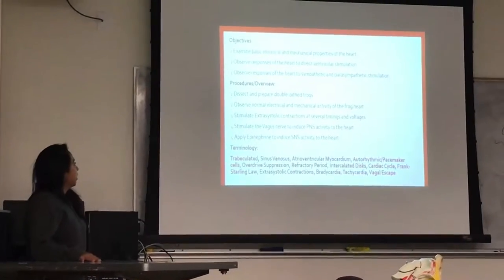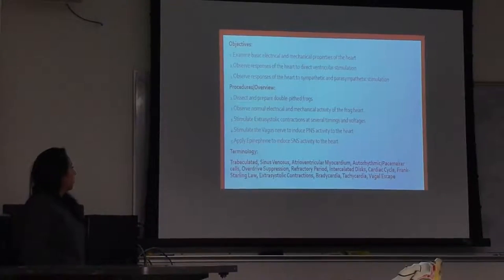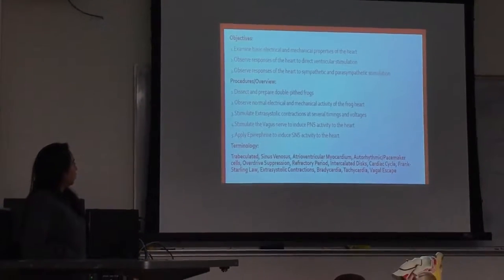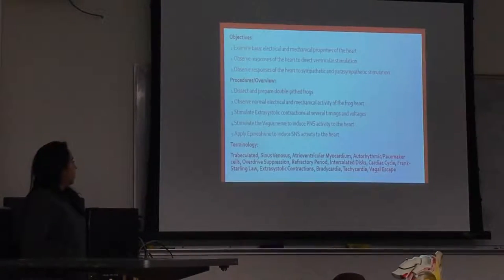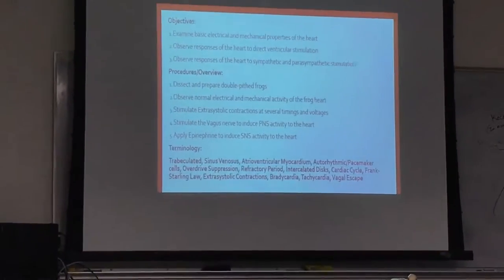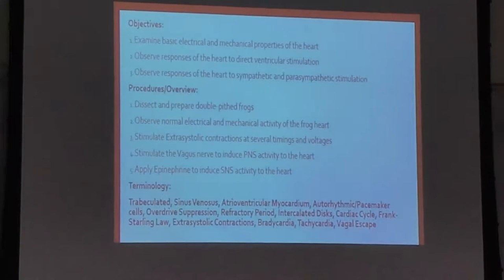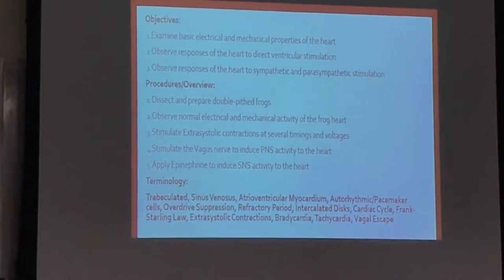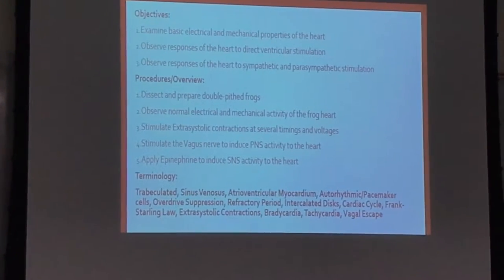Okay, so we're going to look at the electrical and mechanical properties of the heart. We're going to see the responses to direct ventricular stimulation, to sympathetic and parasympathetic stimulation. We're going to dissect the double pithed frog again. So we're going to use a bullfrog system, so they're a lot bigger. All right, so we're going to have some nice hearts.